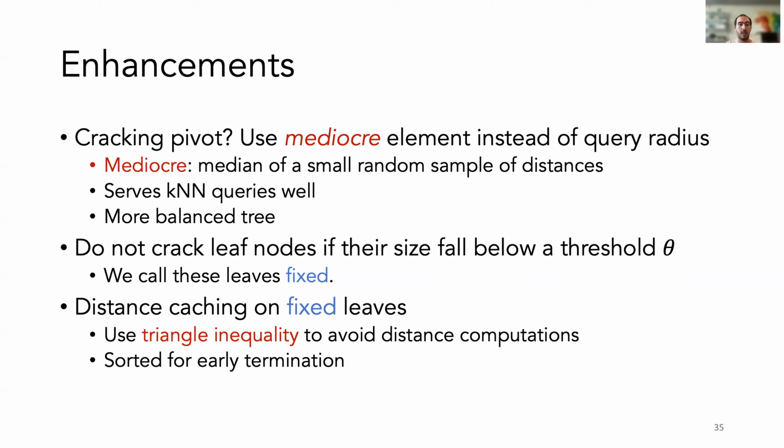Last but not least, as distance computations consume most of the query evaluation time, we employ distance caching to reduce them. While cracking, we cache each object's distance to the current query. The next time we visit a node, we may use the triangle inequality and the cached distance to check whether the object can be a query result and either prune it or add it to the result set, avoiding distance computations. In addition, cached distances are sorted to achieve an early termination of comparisons. To minimize the distance caching overhead, we only apply it on fixed leaves.